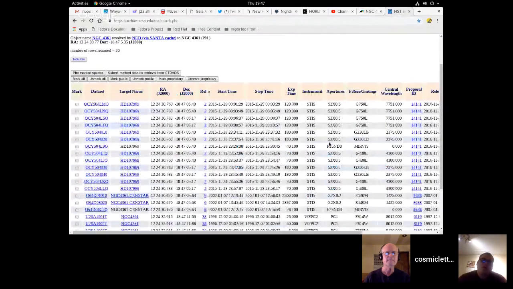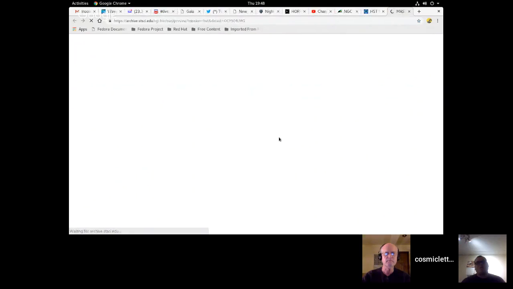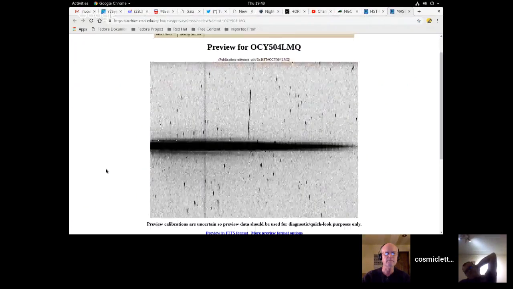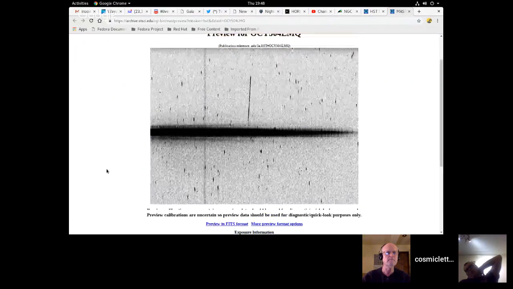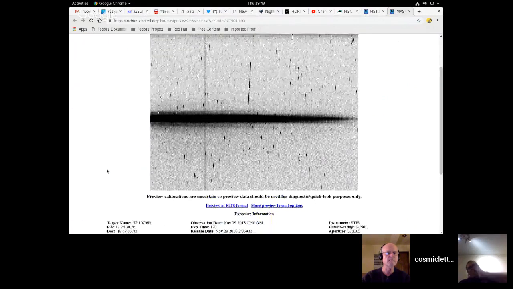So let's see. STIS, which I never remember what that stands for. I don't remember if that's a spectrograph or an image, but we'll take a look anyway. I'm thinking that's a spectrum. That's sort of what a raw spectrum looks like. Yeah, those things are messy. A little overexposed too, kind of hard to tell what's going on there.